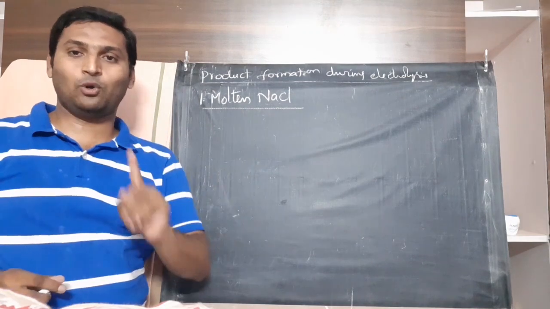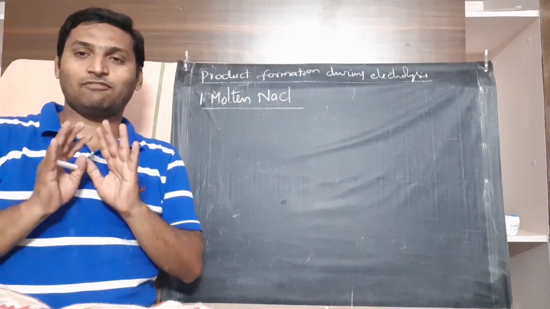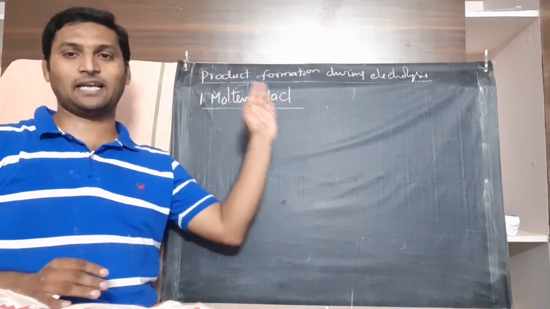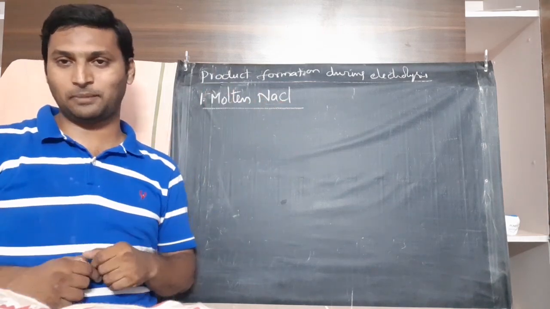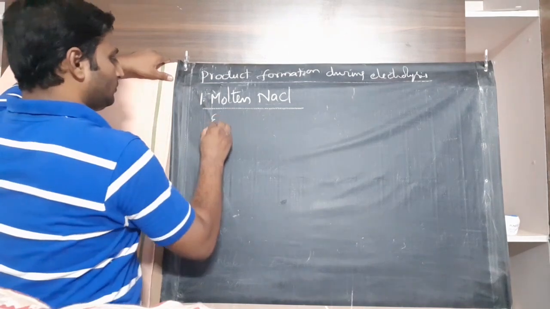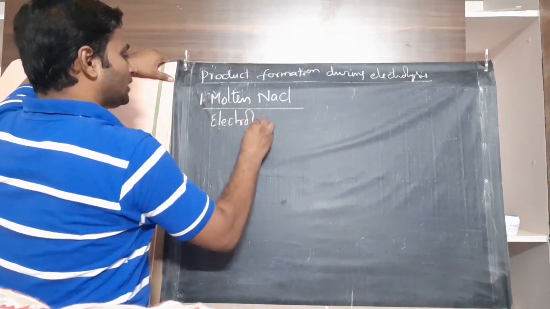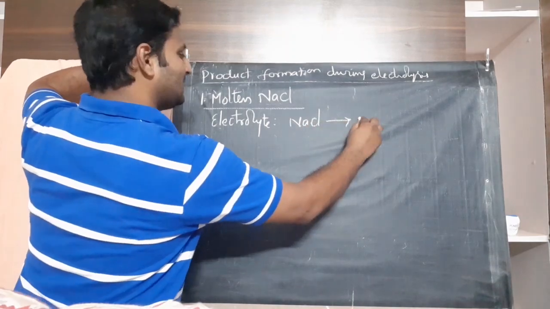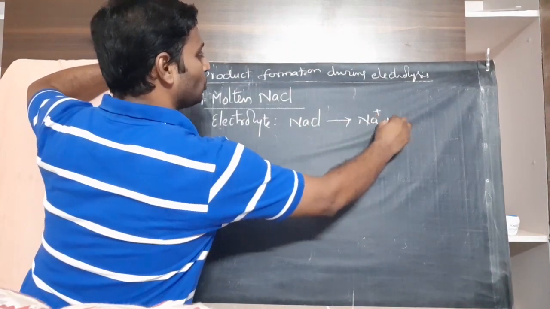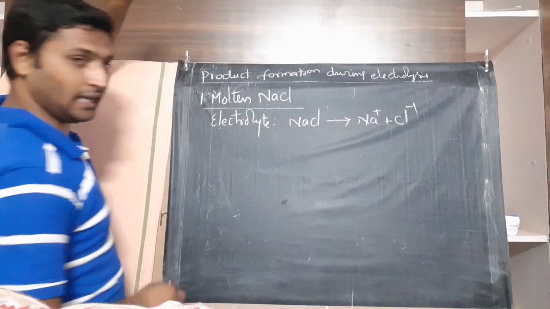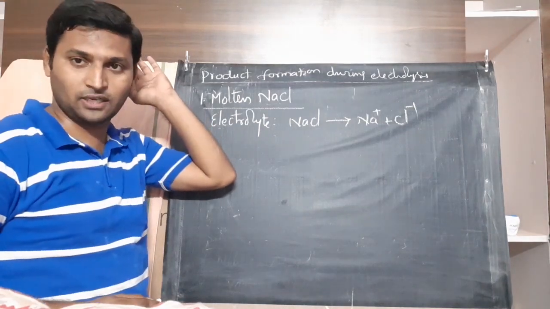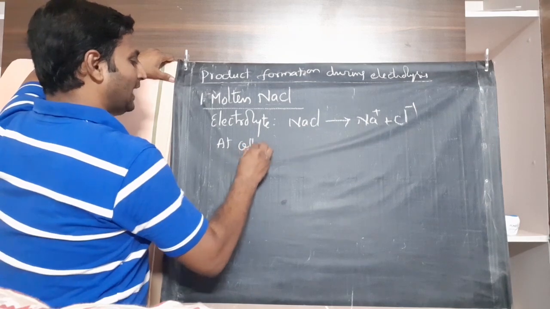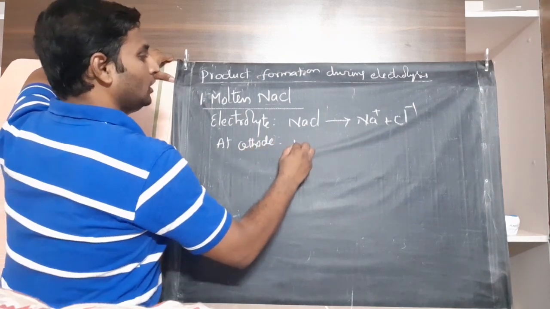So when I say molten sodium chloride, you have got only sodium chloride in the composition, only sodium cations, chloride anions, no other species mixed. Now, the electrolyte exists as free ions, sodium cation and chloride anion, in the liquid or molten state. Now, at cathode what happens?